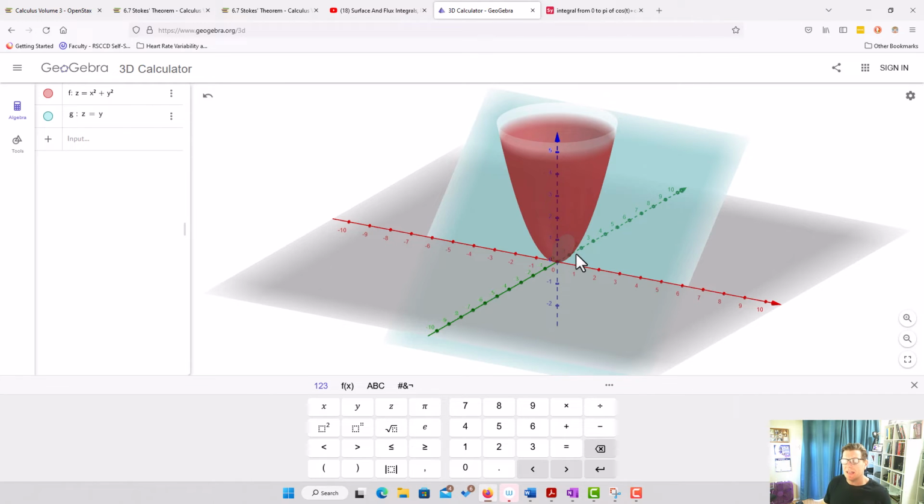And so that's going to be fairly easy to create a parameterization of that curve, and then find the line integral of F dot dr, rather than parameterizing the surface and then finding the curl of F dot dS. So that's the idea we're working with there.